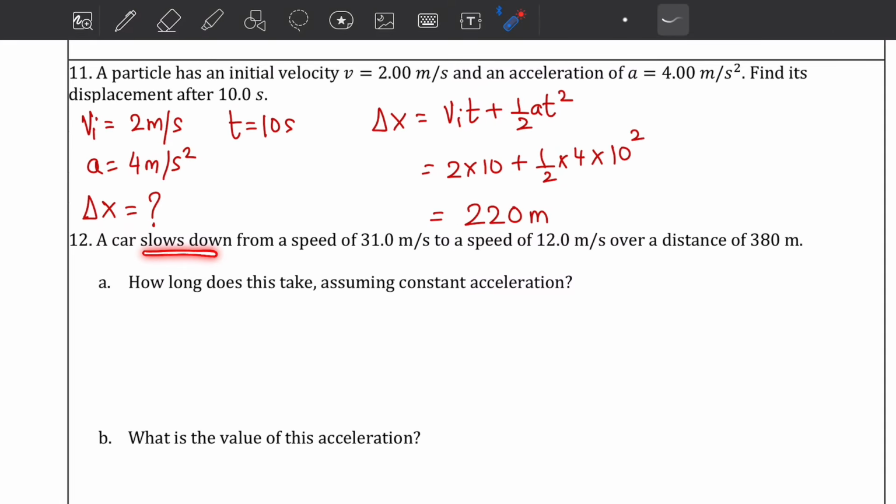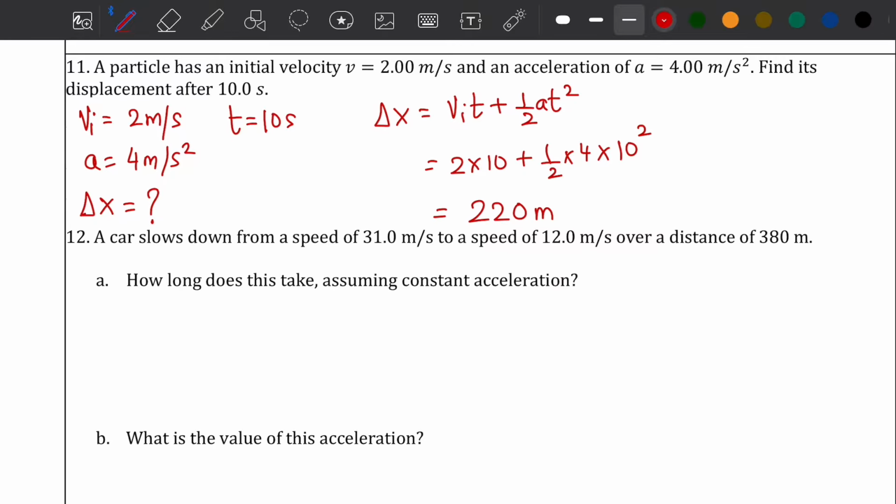Next, a car slows down from a speed of 31 meter per second to 12 meter per second over a distance of 380 meter. How long does it take, assuming constant acceleration? So slows down from a speed of, so VI is 31, VF is 12, the distance covered is 380 meters. How long means it's asking for time.